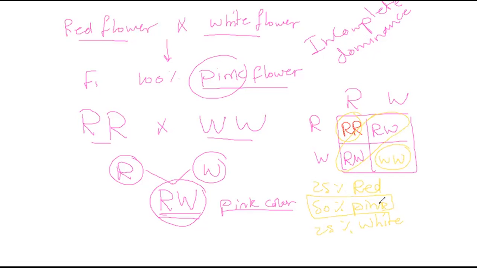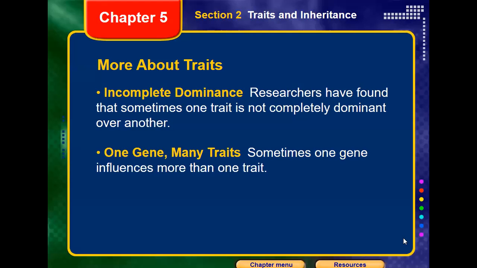Then we pass to the second one: one gene and many traits. What do I mean by one gene and many traits? Usually, as Mendel said, a trait is controlled by one gene, or a pair of genes, one received from the father and the other from the mother. That's the usual. But actually, sometimes we have one gene that controls many traits. We usually think the gene is responsible for one trait only, but sometimes one gene may control many traits.